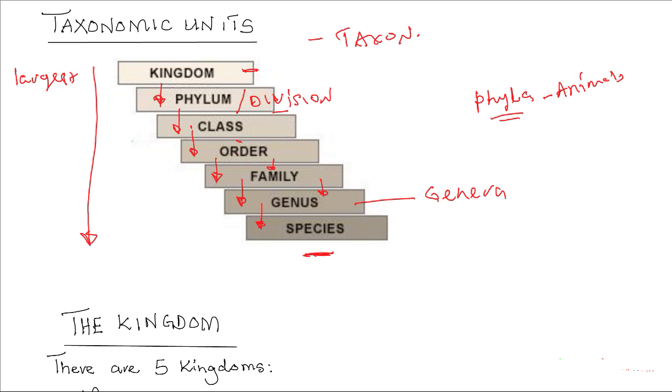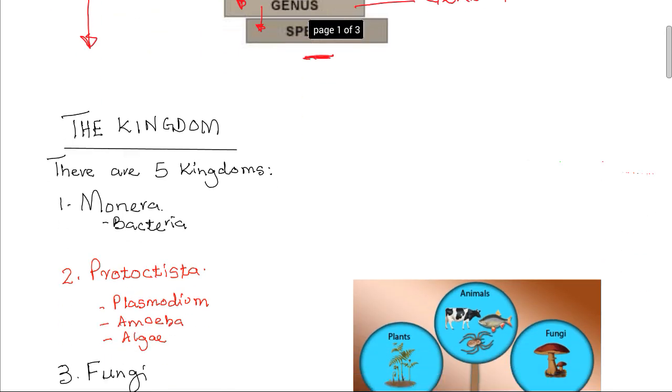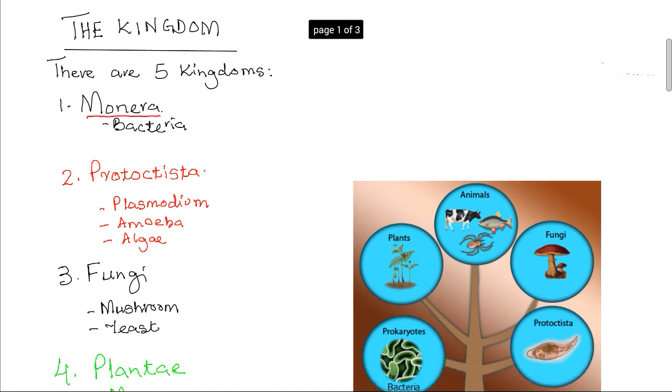Now, we start by looking at the kingdoms of living organisms. There are 5 major kingdoms of living organisms. So a particular organism will belong to one of these 5 kingdoms. The 5 kingdoms are, 1. Monera. Monera comprises bacteria. The Monera kingdom comprises bacteria.